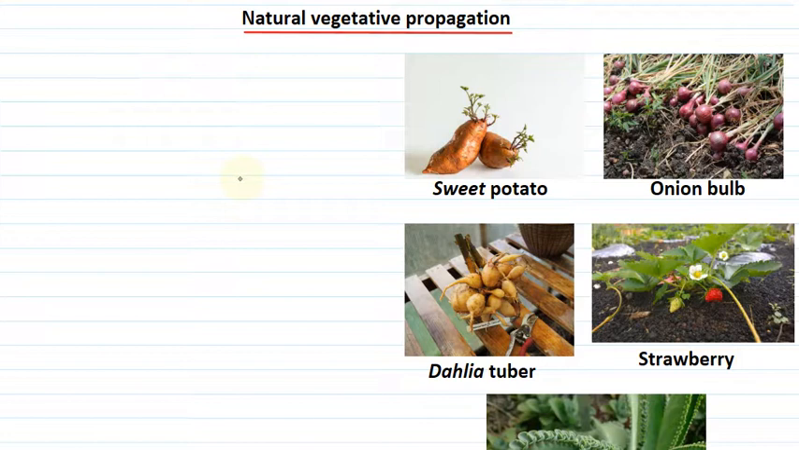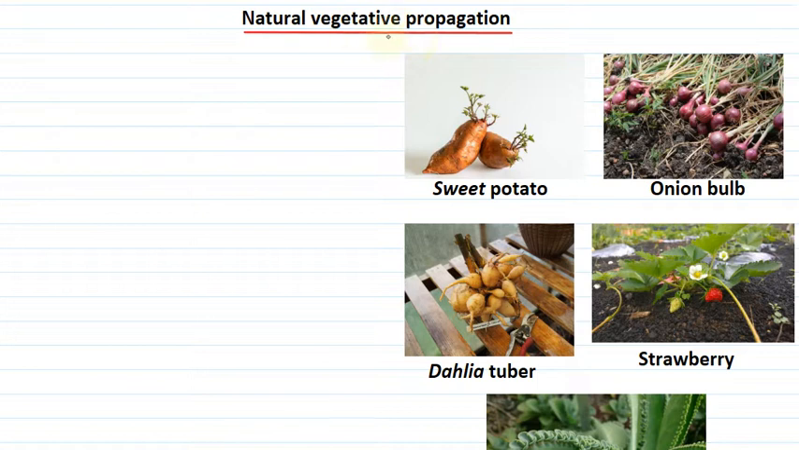The topic for today's video is natural vegetative propagation. So in our previous video, we had learned that plants can reproduce both by asexual means of reproduction, and also by sexual means of reproduction. So today, let's see what is natural vegetative propagation.